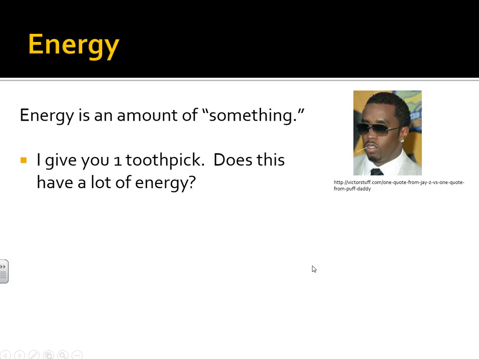So what if I give you one toothpick? Does a toothpick have energy? Can you do something with the toothpick? Okay, of course. You could burn a toothpick. You could technically convert it into energy in a couple different ways. Burning is the easiest way to think of it, but it has energy. P. Diddy has energy in this little toothpick in his mouth. Does it have a lot of energy? Well, not really. Think about all the heat that would be given off if you burned that toothpick.